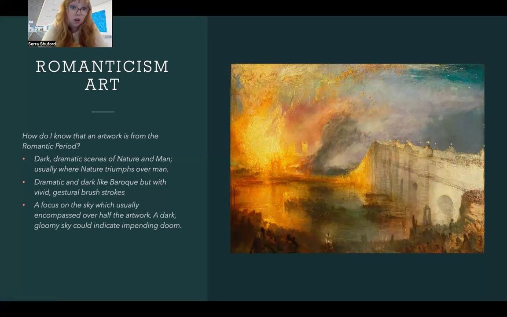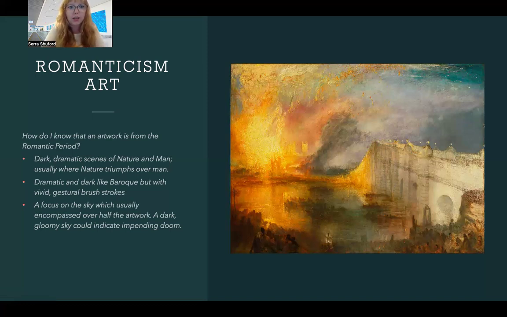We also see a lot of dramatic and dark colors and values, like in the Baroque period, but with more vivid gestural brushstrokes. Whereas in Baroque, like in Caravaggio's painting, everything is very crisp and clean, and you can see everything very well, this almost goes into an abstraction to an extent, where you have to look closely to piece everything together because of the looseness of the style.